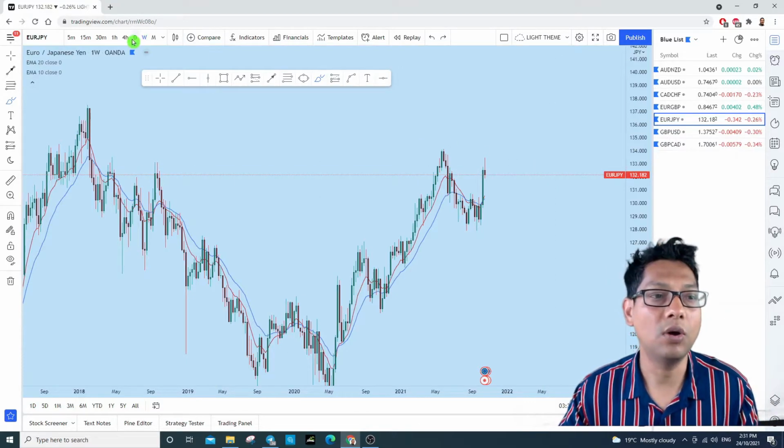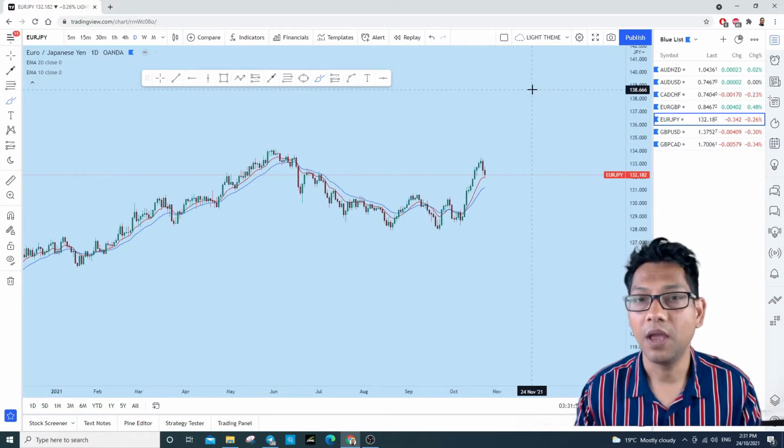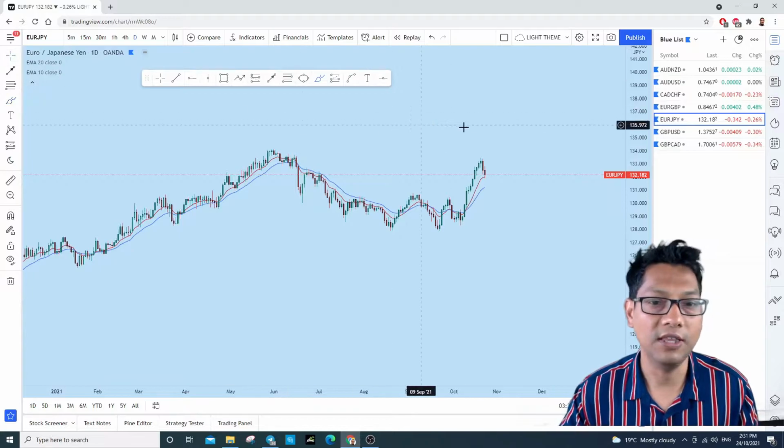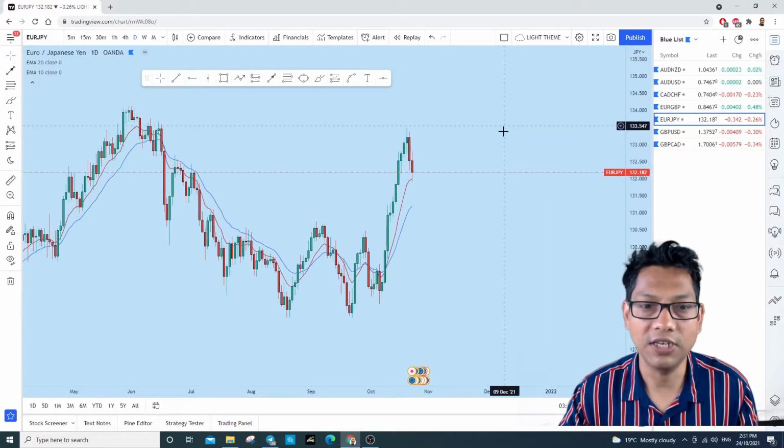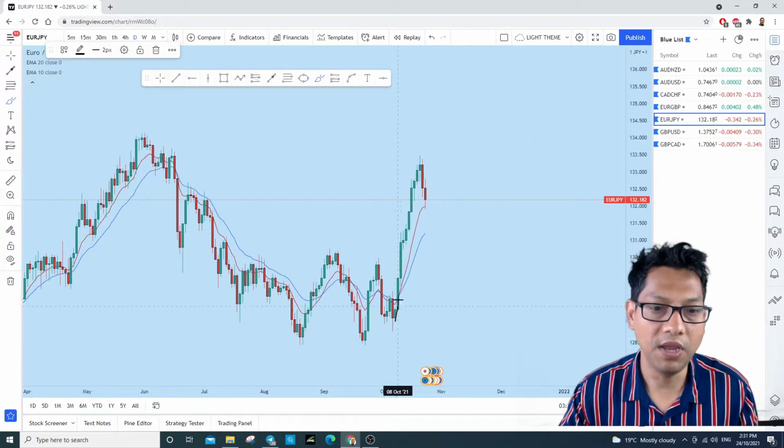Let's narrow down to the daily time frame to see how we can trade this instrument. As you can see on the daily, there has been a big rise.